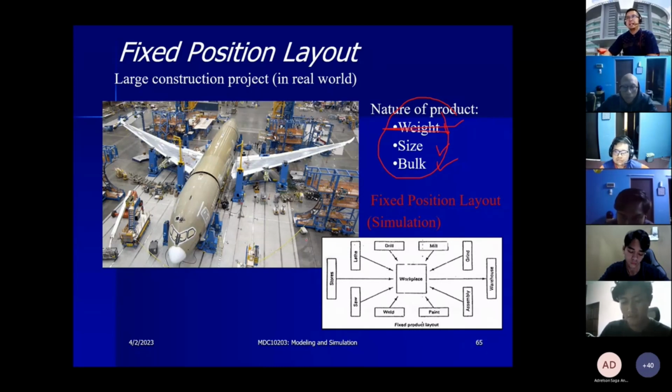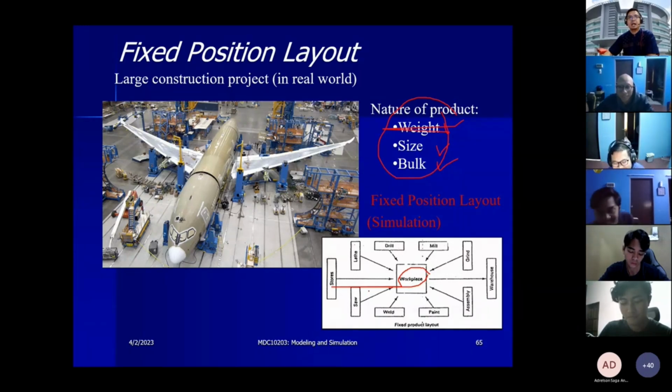And this is the conceptual definition for our fixed position layout, where everything is centralized. The other operators, such as drilling, milling, grinding, assembly, and painting, come to the center and do their job in order to complete one of the products.